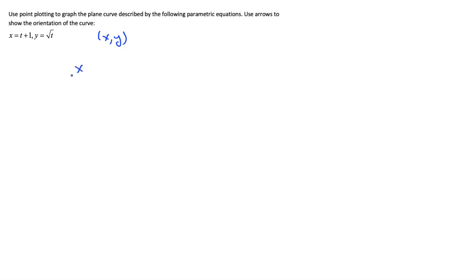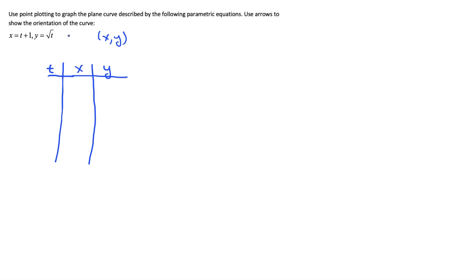This is what we normally do: we make a table for x and y, and we get our ordered pairs. But now we're going to have this third variable, which we're going to call t, and we're going to use t to figure out what these x and y ordered pairs are. Notice that there's no restrictions on t. I'm not saying t has to be bigger than -3 or less than 7 or anything like that. There's no restrictions on t.